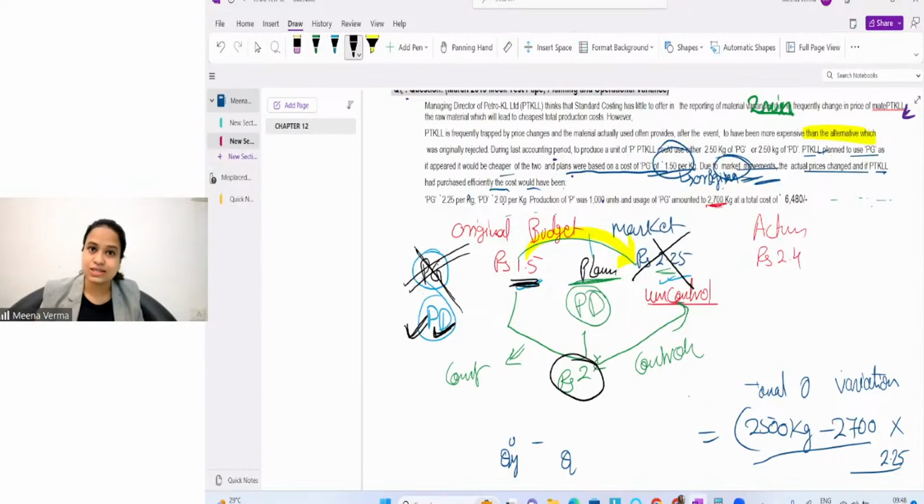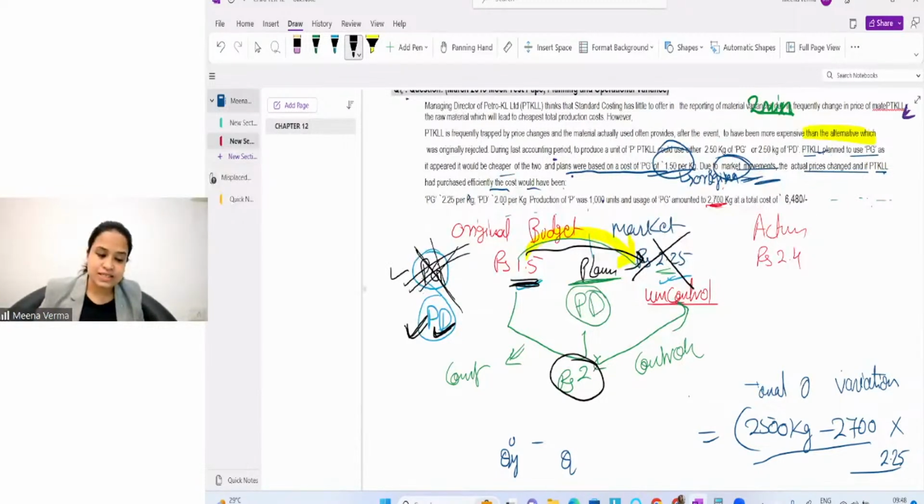Now, if the use is the same, the quality of the final product will remain the same. Why are you buying expensive raw material then? Buy the same raw material, no? So the point is that instead of going for PG, you can see the price is actually drastically increasing from 1.5 to 2.25. That is a drastic increase in price.